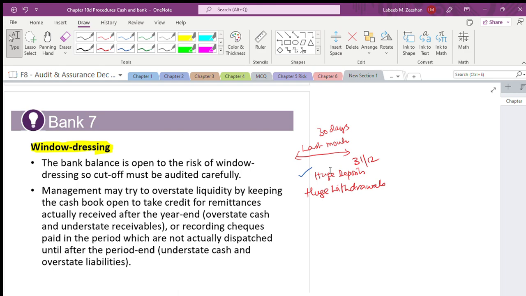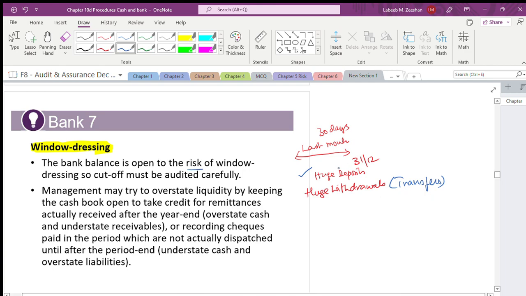At that time, definitely there will be some transfers. It's not a withdrawal; we can call it transfers. That is otherwise called window dressing. It's like window shopping, as simple as that. Both are the same, window dressing. The bank balance is open to the risk, so cutoff must be audited carefully.